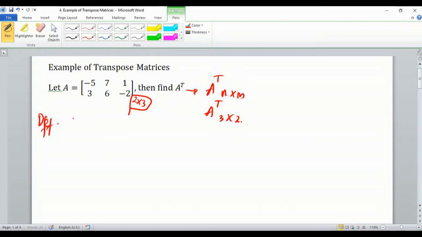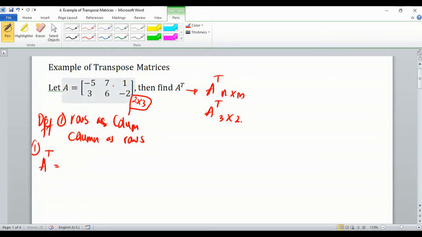From the definition, you can change a row into a column, or use a column as a row. If you are curious about the first or the second way, it doesn't matter. I will use the first, row as a column. So we have A power T, using number 1, and it has dimension 3 by 2. So the row changes to be the column. A row is the horizontal position.